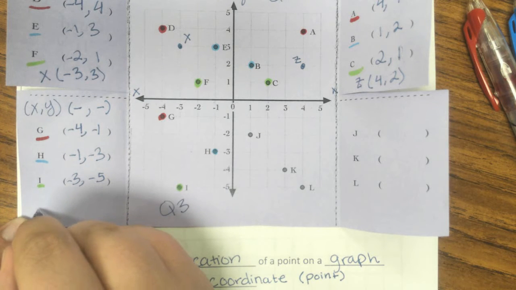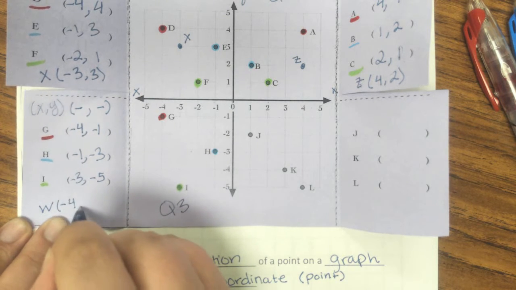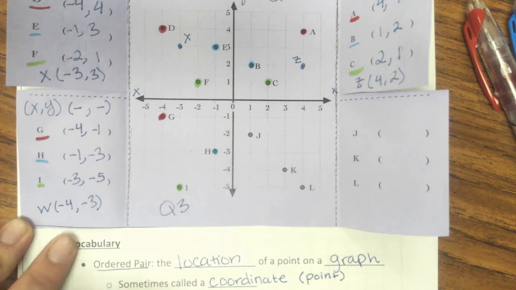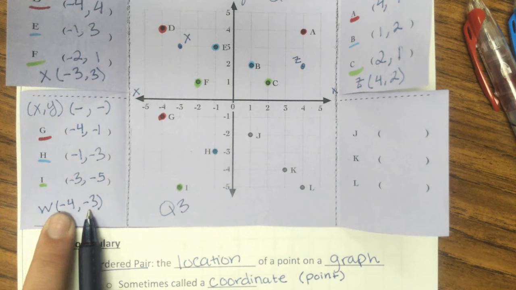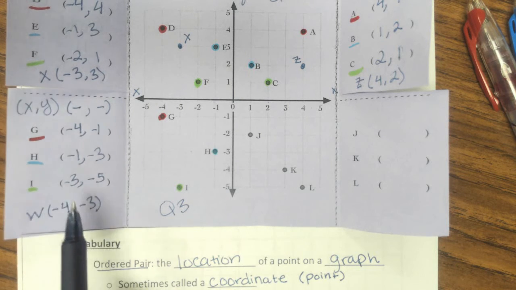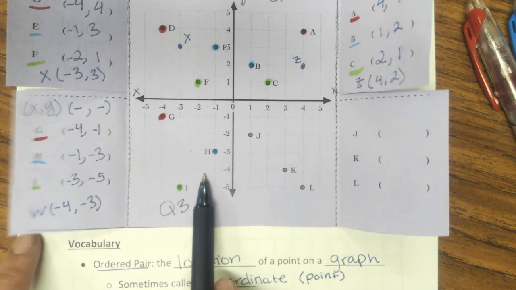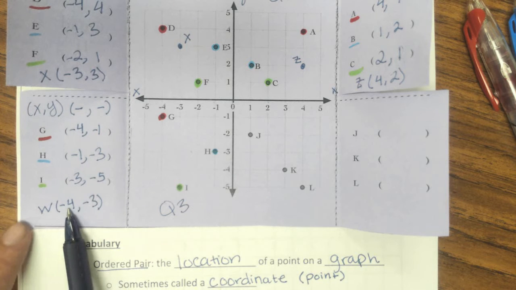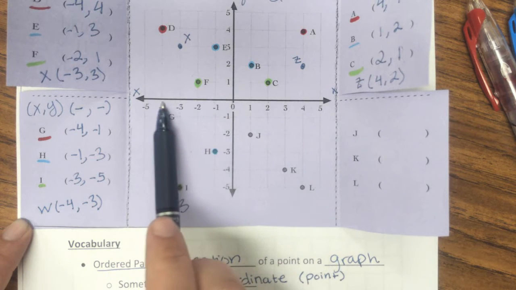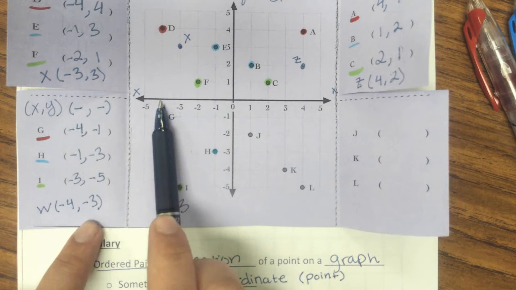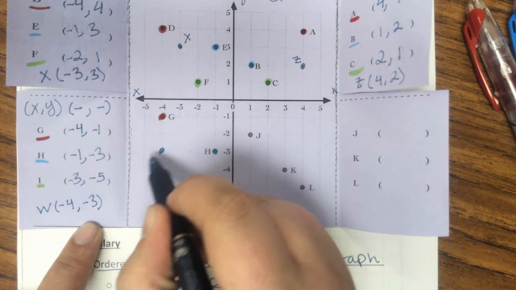We're going to plot W at -4, -3. I know that this is going to be in quadrant 3 because both of the x and the y numbers are negative. If both the x value and the y value are negative, then I have to be in quadrant 3. I need to be at the x value of -4, so on my side-to-side number line, I'm to the left 4 times. The y value is -3, so I have to go down 3 times. And this is W.